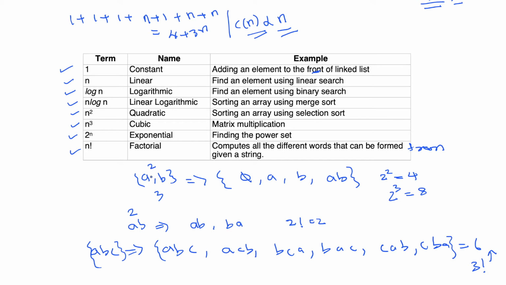You might have noticed that the size of the input depends on the context of the algorithm. In this case, it was the number of elements in the array. In this case, it is the length of the string. In this case also, it is the length of the string. For the matrix multiplication, it is the dimension, the number of rows and number of columns in the matrix. Now, what are the peculiarities of these functions or these terms?